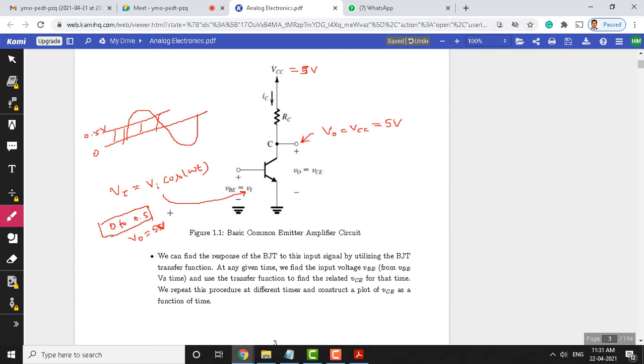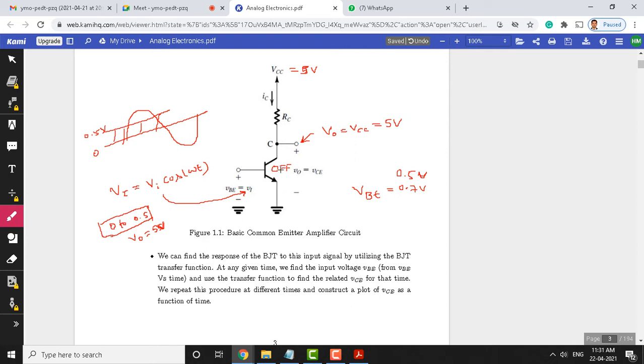For 0 to 0.5 we know that the transistor will be in the off condition, the transistor does not conduct, because the input is less than VBE. VBE for this transistor is typically 0.7 volts, or 0.5 to 0.7, it varies. For some transistors it may be 0.5, so we have to see the manufacturer data sheet, and for some transistors it will be 0.7. Now, let us take it as 0.5 here.